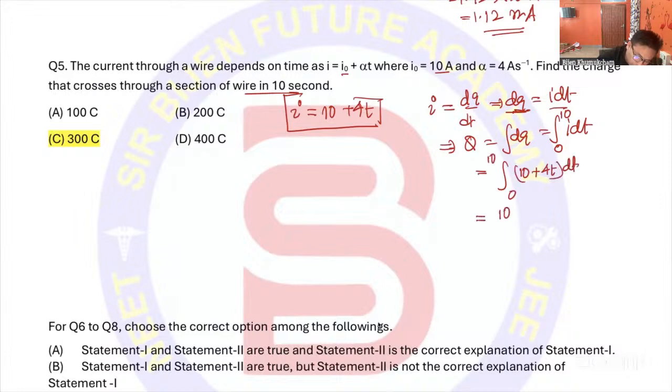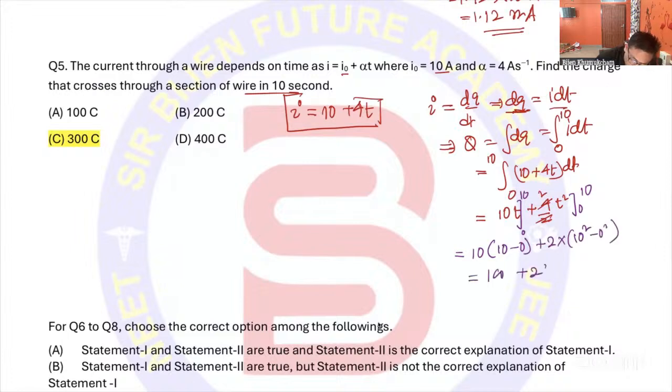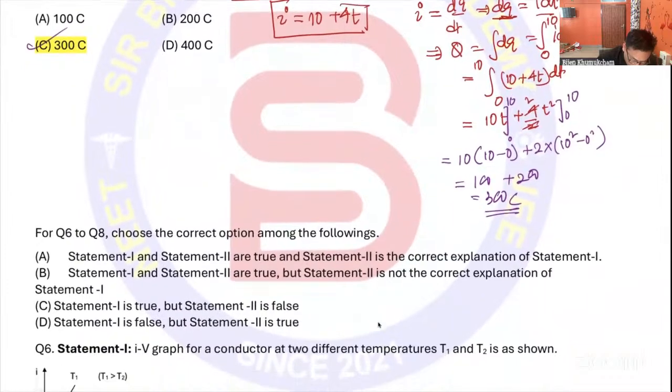What do we get? 10t plus 4t square by 2. Let's take the limit, 0 to 10. So the answer will be 10 into 10 minus 0, plus 2 into 10 square minus 0 square. What do you get? 100 plus 200, which is 300 coulomb. Very simple. Just a simple integration and you will get the answer.